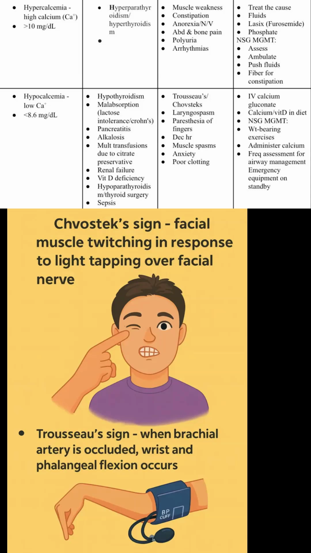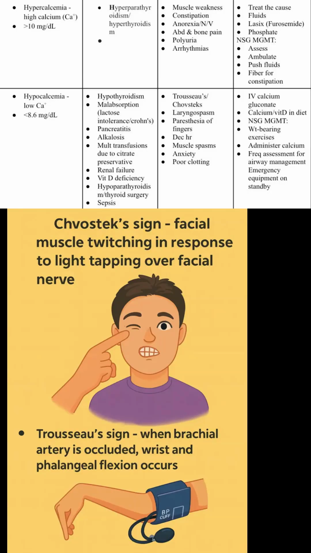For hypercalcemia, calcium above 10.5 milligrams per deciliter, focus on elimination. Address the underlying cause, provide IV fluids, administer Lasix to promote calcium excretion, and consider phosphate to counteract calcium. Encourage movement, maintain adequate hydration, and manage constipation with fiber intake.